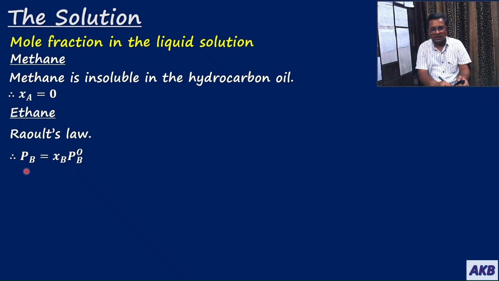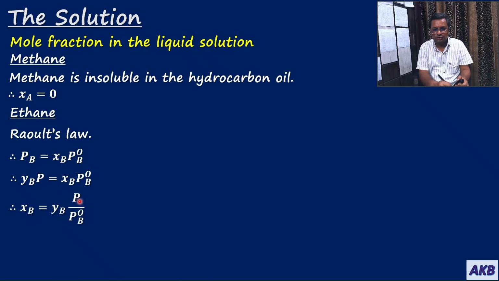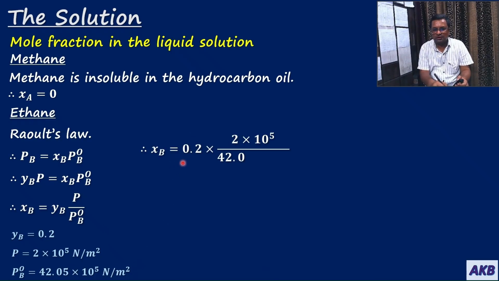We know that by Dalton's law, partial pressure is mole fraction into total pressure. So with the mole fraction of B in the gas mixture, Yb into P is equal to Xb into Pb naught. Our objective is to get Xb. So from this equation, Xb will be equal to Yb into P upon Pb naught. Yb is given to us, it is 0.2. P is given to us, it is 2 into 10 to the power 5 Newton per meter square. Pb naught is also given, it is 42.05 into 10 to the power 5 Newton per meter square.